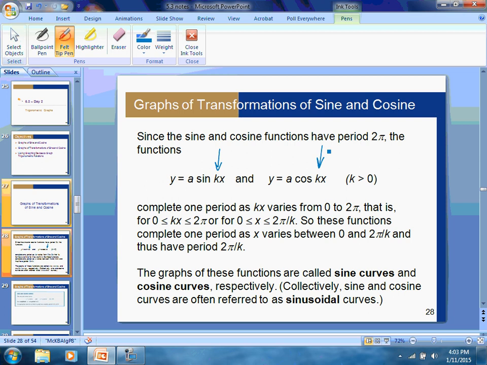Now the period traditionally for a sine and a cosine function is going to be from 0 to 2 pi. But this k value, since it's being multiplied by the x, affects how big your period actually is. So what we're going to do to find the actual period of the graph is take 2 pi and divide it by k.